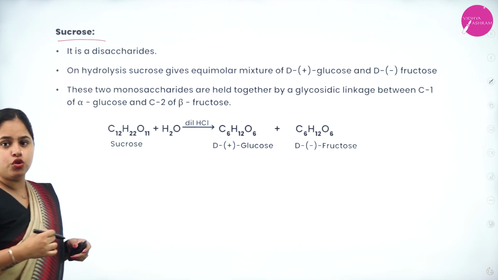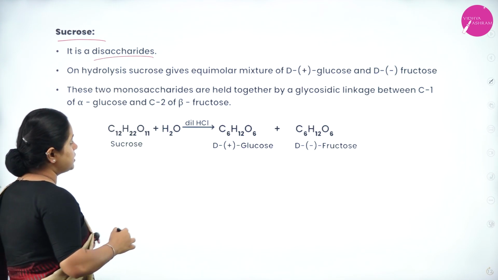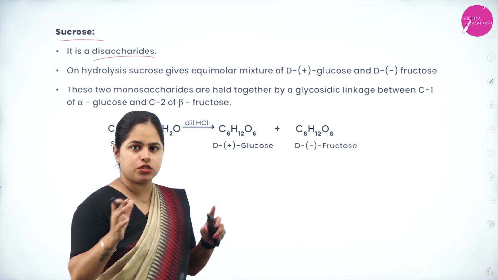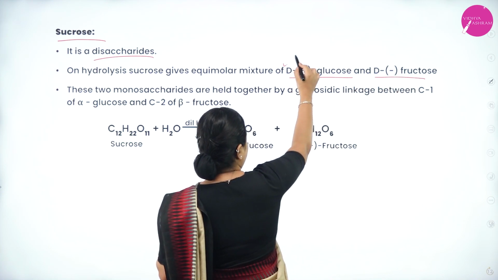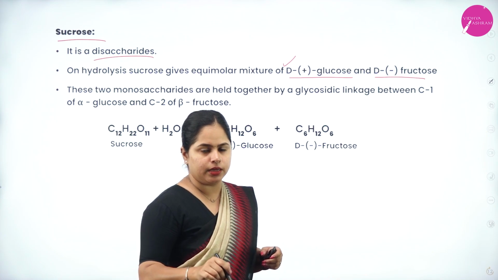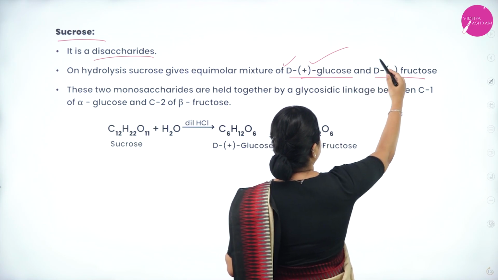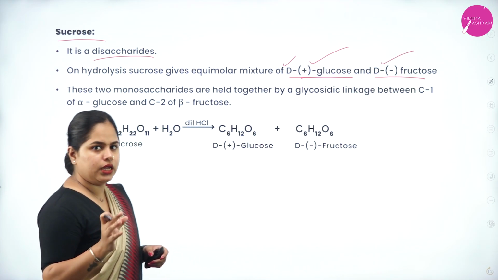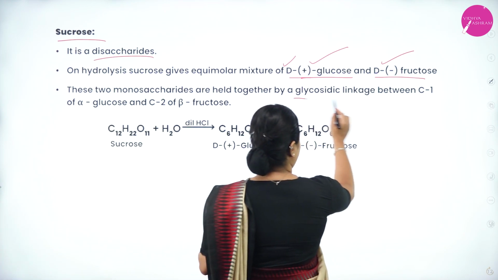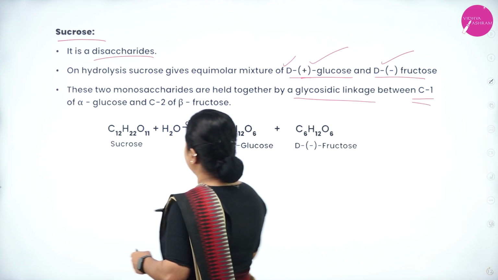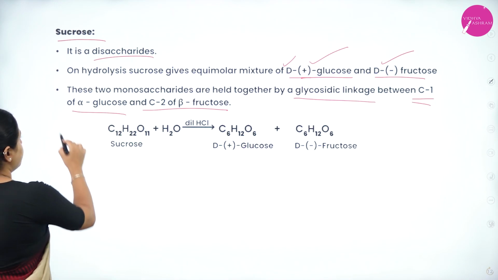So let us understand that. The first one is sucrose that we are going to discuss, which is a disaccharide. On hydrolysis, it gives equimolar mixture, so it is going to be equal amounts of D plus glucose and D minus fructose. This D again stands for the first asymmetric carbon atom, hydroxyl on the right side, and plus stands for dextro. So D plus glucose and D minus fructose will be formed in equal proportion. These two monosaccharides are held together by a glycosidic linkage between the C1 of alpha glucose and C2 of beta fructose. So this is important to remember.